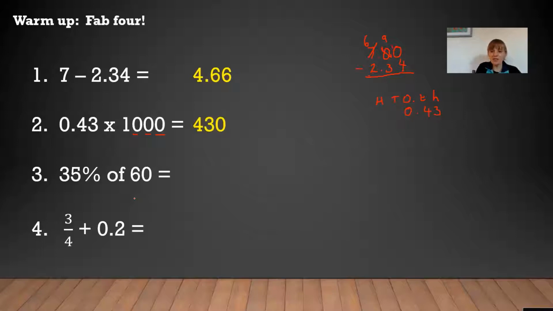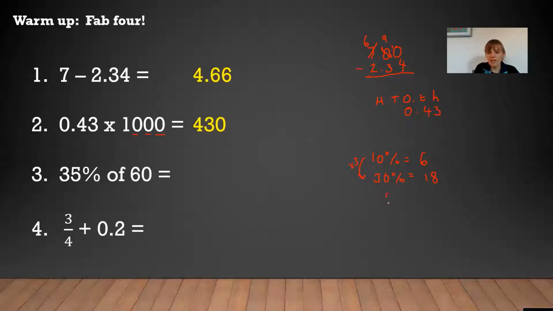Now, to calculate 35%, do you remember we always said, let's find 10% first. So to find 10% of 60, we divide it by 10, which gives us an answer of 6. Now, if we want to get 30%, because 35 is made up of 30% and 5%, from 10% to 30%, I have times by 3. So I need to times my answer by 3, which will give me 18.